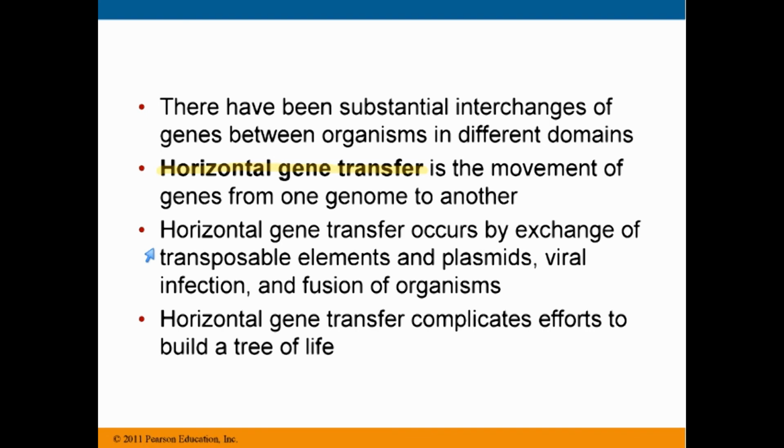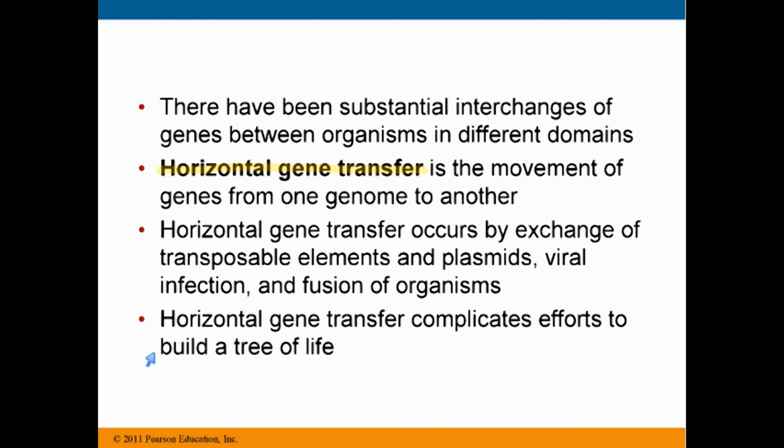prokaryotes, includes the exchange of transposable elements and plasmids. So in essence, these are small pieces of DNA that can be exchanged from one organism to the next, from one cell to the next. Viral infections can lead to horizontal gene transfer. So viruses can bring strands of DNA with them from other organisms. And fusions of organisms can lead to horizontal gene transfer.